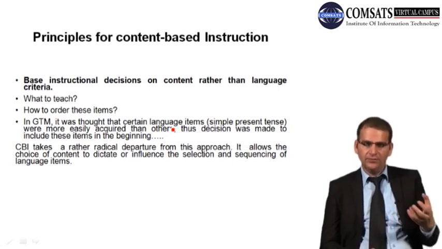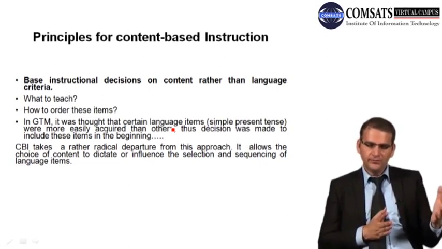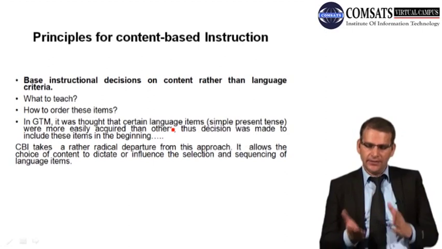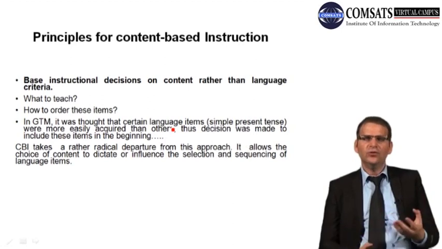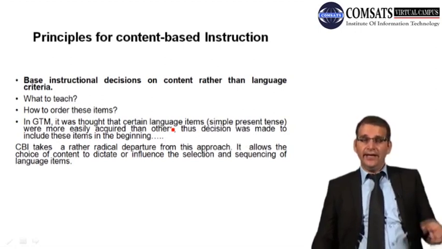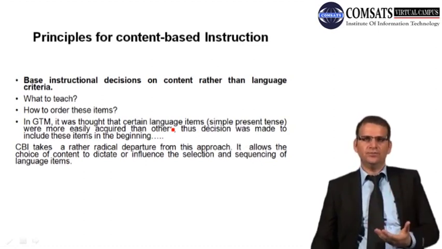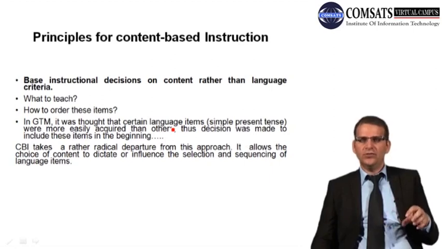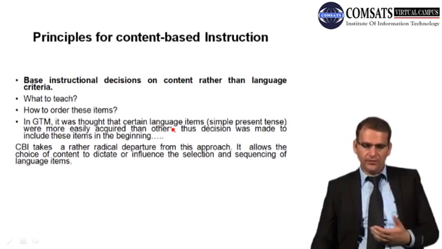In the grammar translation method, it was thought that certain language items, like the simple present tense, were more readily acquired than others. The decision was made to include these items in the beginning. People saw that if you start with the present simple tense, you can move on well. Otherwise, you could have started with the past tense. And still people feel there are some tenses which we can exclude. So you must teach students the present tense, the past tense, and then the future tense, and these sentence structures we need more.